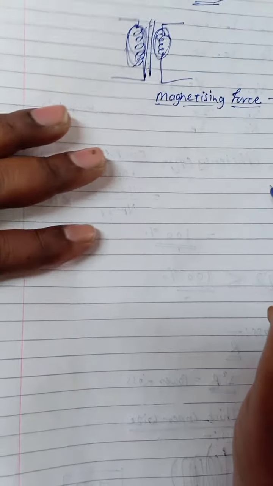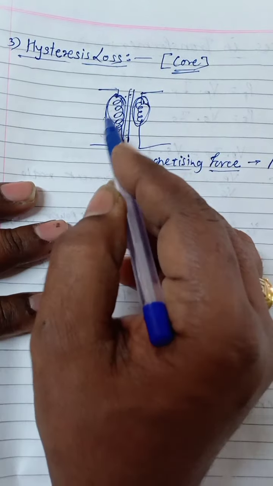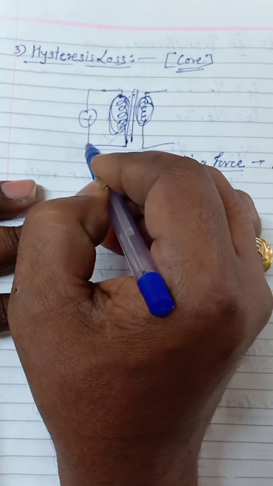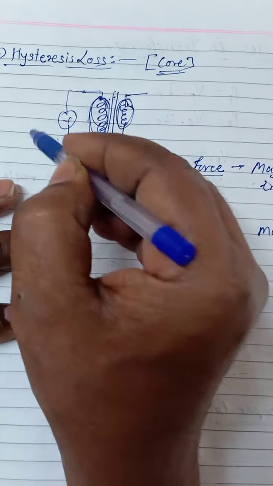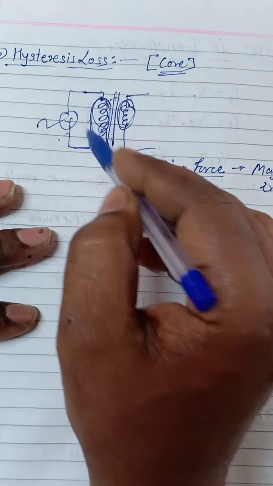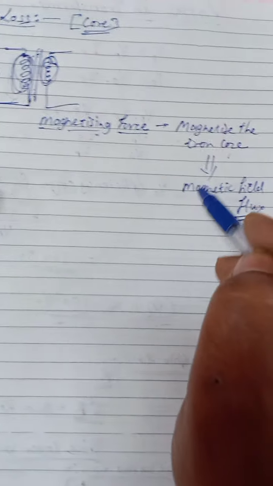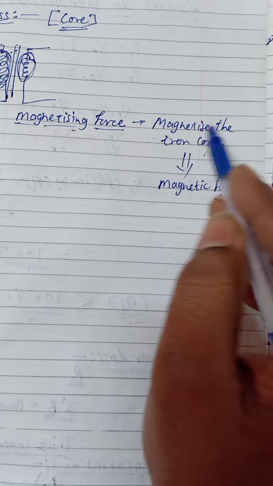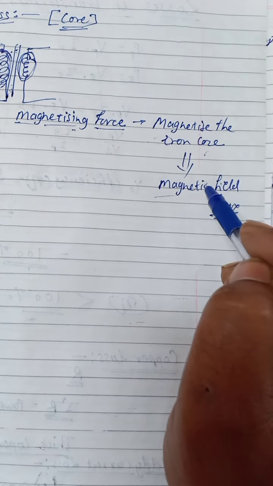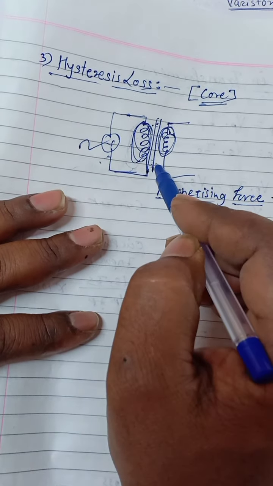If we increase the magnetizing force, how are we going to increase the magnetic field? By increasing the applied voltage. If we increase the voltage, the magnetic field increases, that is, the magnetizing force increases. As the magnetizing force increases, the core gets more magnetized, and it generates a magnetic field. So this magnetic field is also generated by the core.